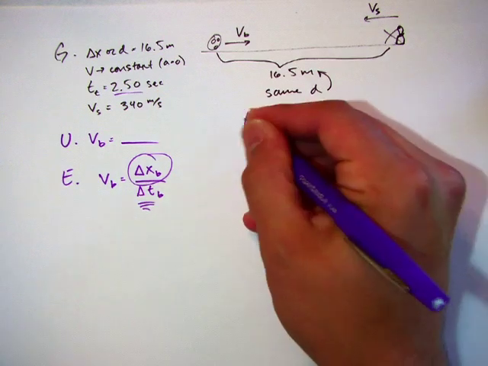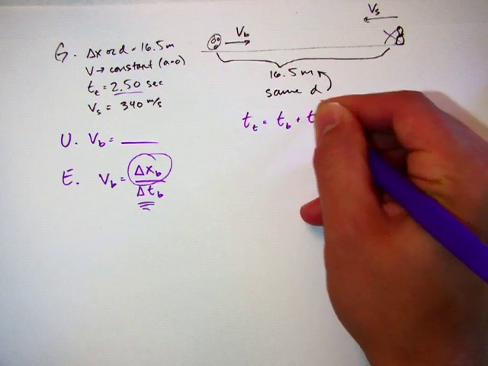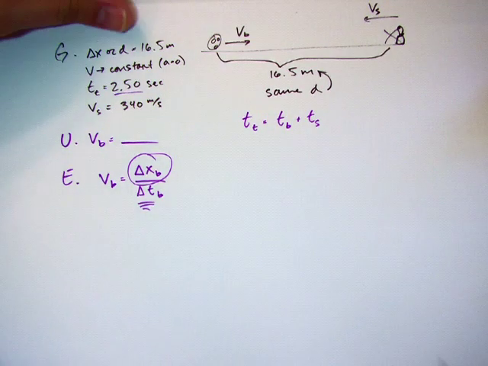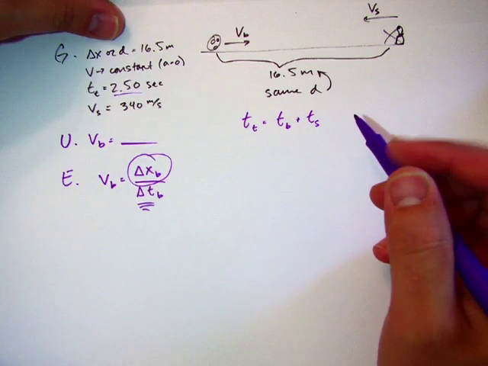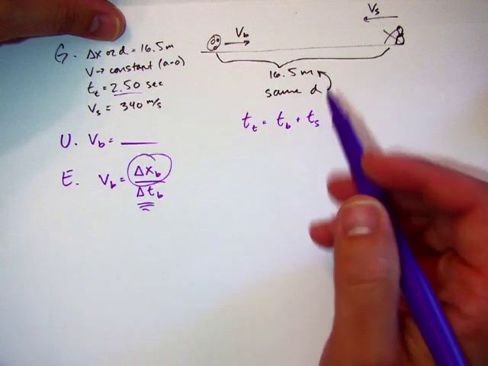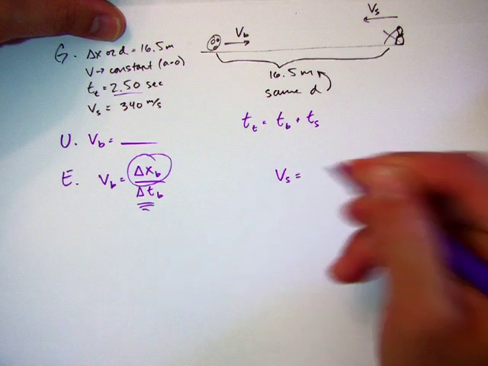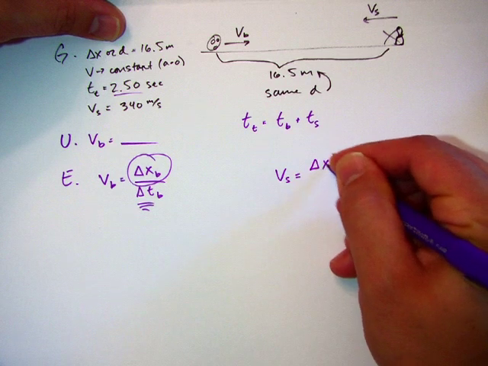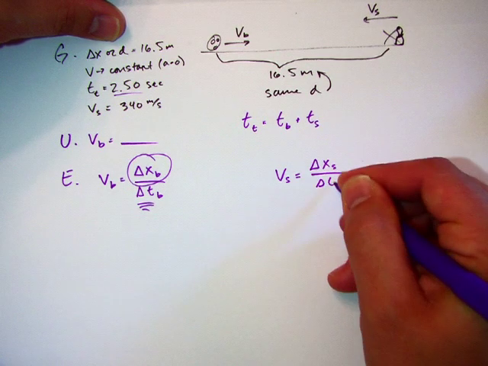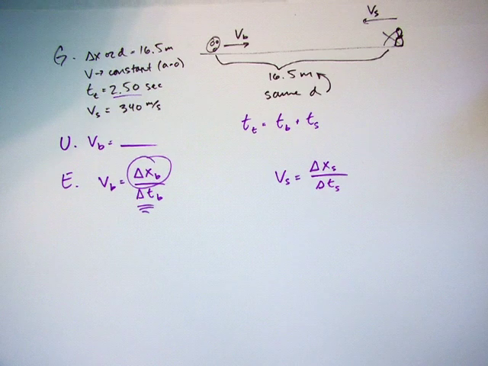I know that the total time is going to be the time that the ball travels plus the time that the sound travels, right? That makes sense. So the time the sound travels now is related to the speed of sound and the distance over which it travels, which I both know. So let's set up my second equation, where the velocity of the sound is the distance traveled by the sound wave over the amount of time the sound wave takes.